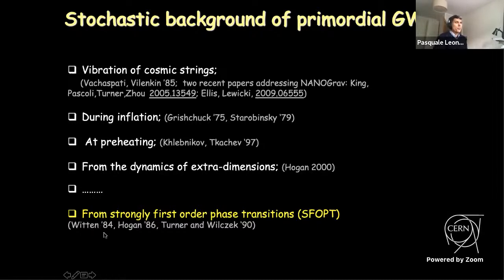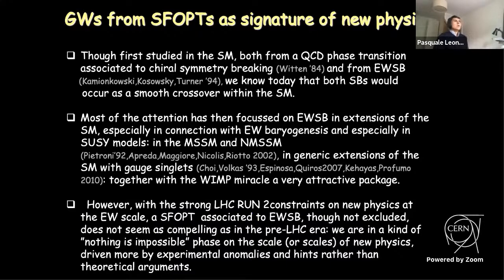And actually in this paper, he also showed how pulsar timing arrays might be a nice way to test very low frequencies. He had in mind chiral symmetry breaking in QCD, but as we will see, pulsar timing arrays will play a role in my talk. This possibility was first investigated for chiral symmetry breaking, and also of course in electroweak symmetry breaking, but today we know that in the standard model, this transition occurs as a smooth crossover.